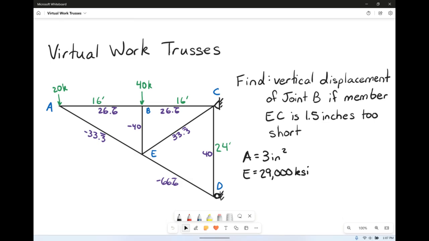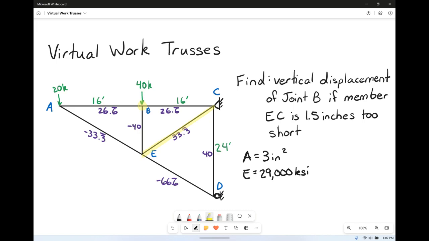So this video is going to cover virtual work for trusses. In this example, we want to find the vertical displacement of joint B, right there, if member EC, this guy, is 1.5 inches too short.